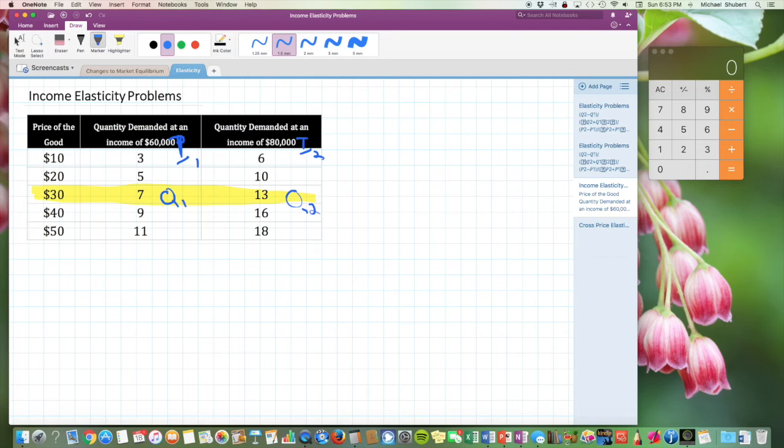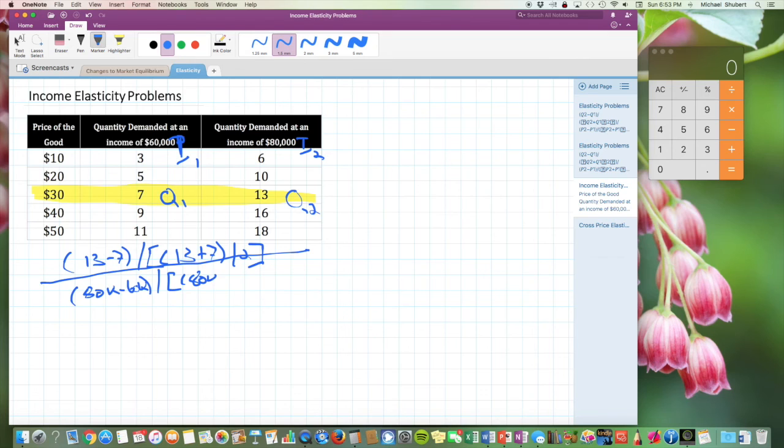Now, once I've done that, I go ahead and set it up like any other midpoint formula. 13 minus 7 divided by 13 plus 7 divided by 2. I'm going to put this all over the same formula. We'll use some abbreviations: 80,000 minus 60,000 divided by 80,000 plus 60,000 divided by 2. That'll be step 1.